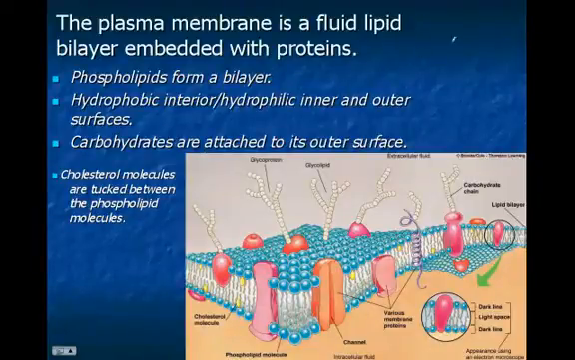Let's first talk about the bilayer part. The reason that we call it a lipid bilayer is that, if you remember, we talked a little bit about phospholipids in the chemistry chapter. So you have a double layer of phospholipids here, and they form almost like a sandwich. I'm going to draw what our phospholipid looks like. Remember, we had a phosphate group with two fatty acid chains coming down.